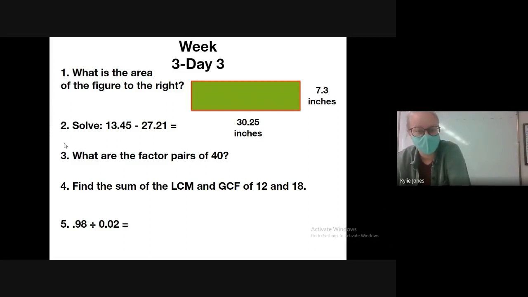Number 3, what are the factor pairs of 40? The numbers that multiply to 40. Number 4, find the sum of the least common multiple and the greatest common factor of 12 and 18. And number 5, 98 hundredths divided by 2 hundredths.